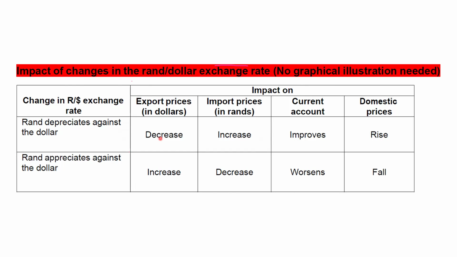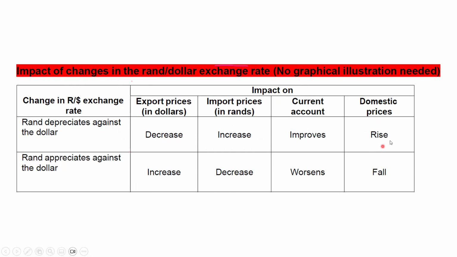wait, with the export prices, they decrease. So if the export prices decrease, it means that the exports are going to increase. If the prices are low, more people are going to be buying from us, so more money will be coming in. And then if import prices increase, we will be discouraged to buy from outside, right? Because obviously the rand has lost value, it has depreciated. So we end up buying things from within the country, right? Domestically. So the current account will improve because the exports will be greater than imports. So the current account will improve.